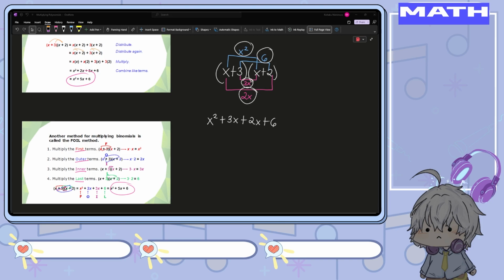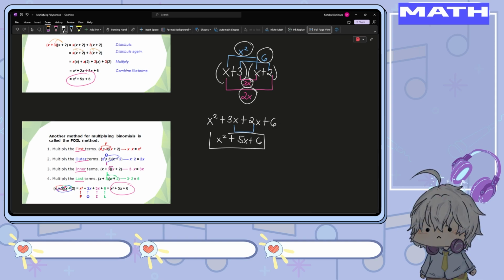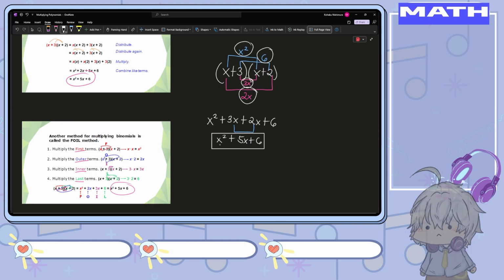So with that out of the way, let us check whether this is already simplified. As we can see, we can still simplify adding 3x and 2x because they are similar terms. And if we do so, this will become 5x. Thus, the final answer is x squared plus 5x plus 6. There you go.